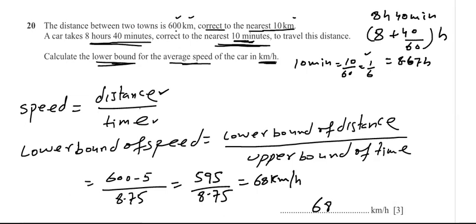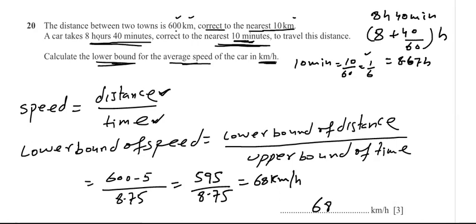So whenever we divide two quantities, if we want the upper bound, we take the upper bound of the top one and the lower bound of the denominator. If we want the lower bound of the quantity, we take the lower bound of the numerator and the upper bound of the denominator. The way to take the lower bound is to subtract half the degree of accuracy from the value. The way to take the upper bound is to add half the degree of accuracy to the value.